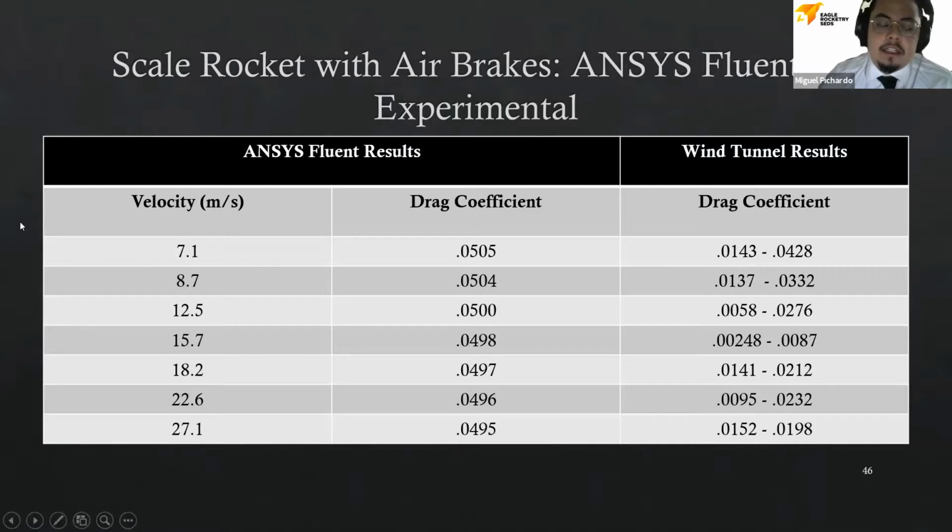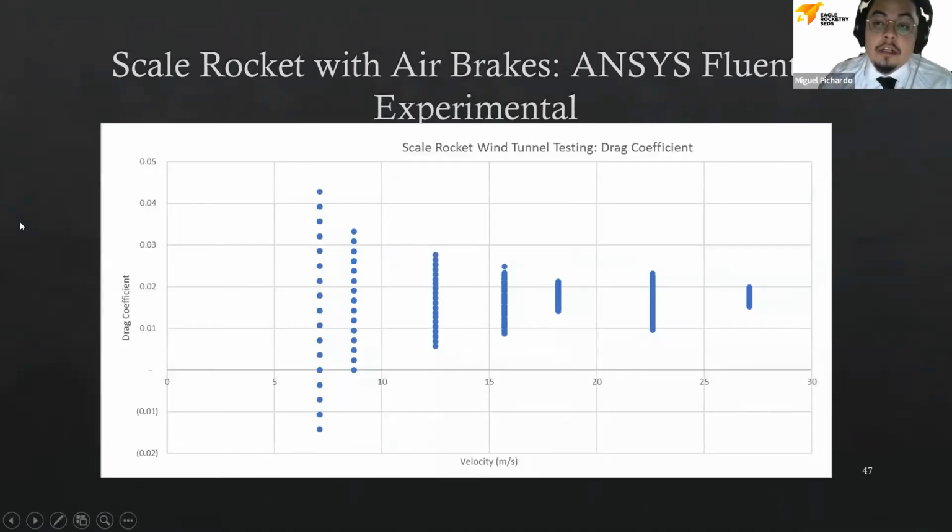On the next slide is a graph showing our drag coefficient wind tunnel testing. Right here, you can see that the range for each velocity seems to tighten up as we increase the velocity. So that's just an interesting thing that the team noted for the trend of the graph.